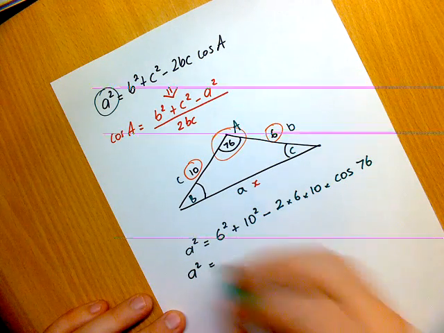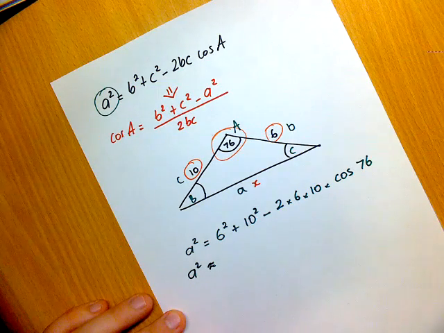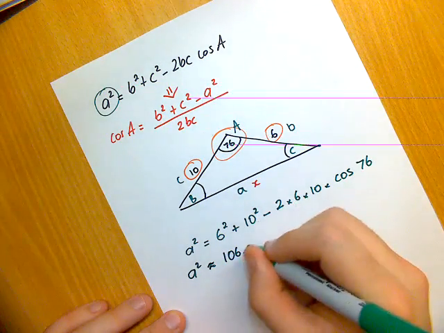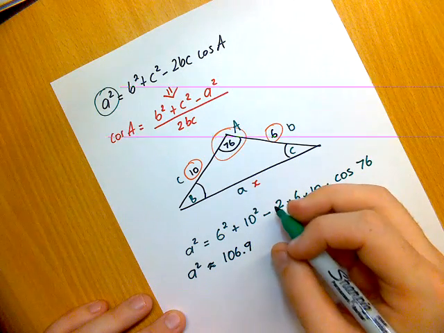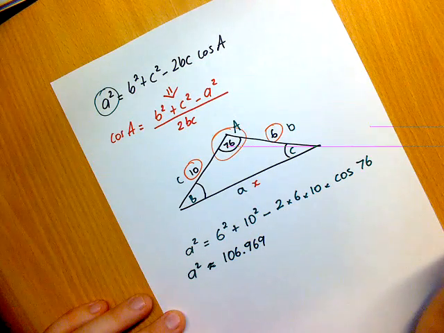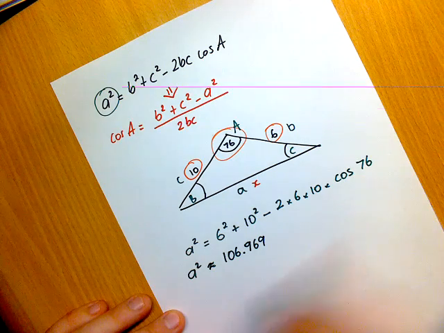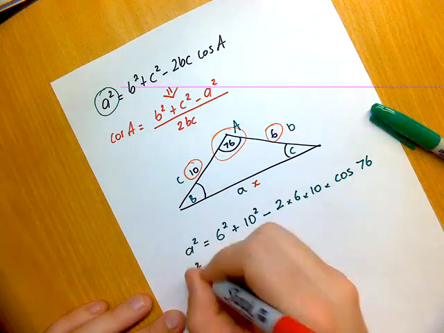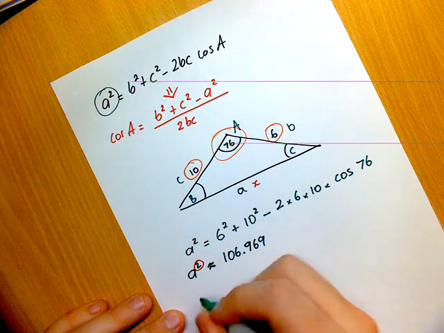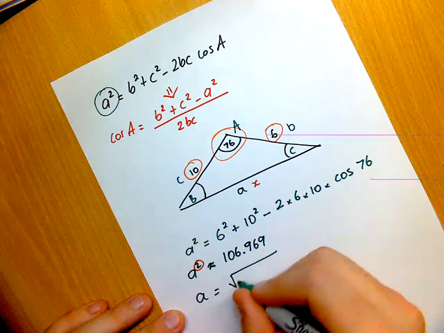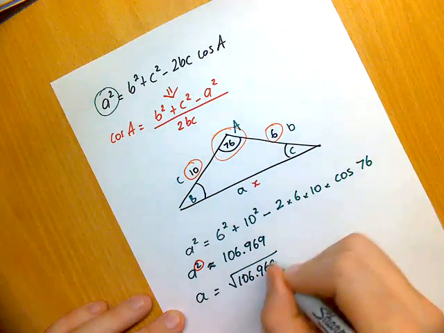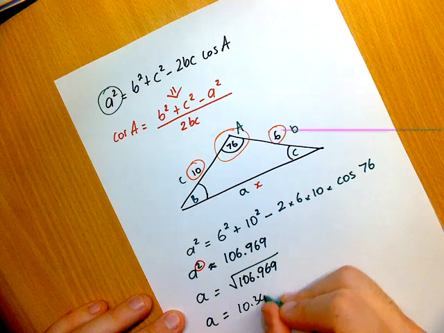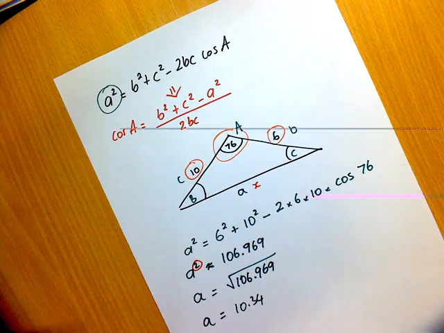So I end up with something that is approximately 106.969, something like that. But you'll notice I still have the square root of that number here. So a is actually going to equal the square root of 106.969. So a will equal somewhere around 10.34. So that's finding the side.